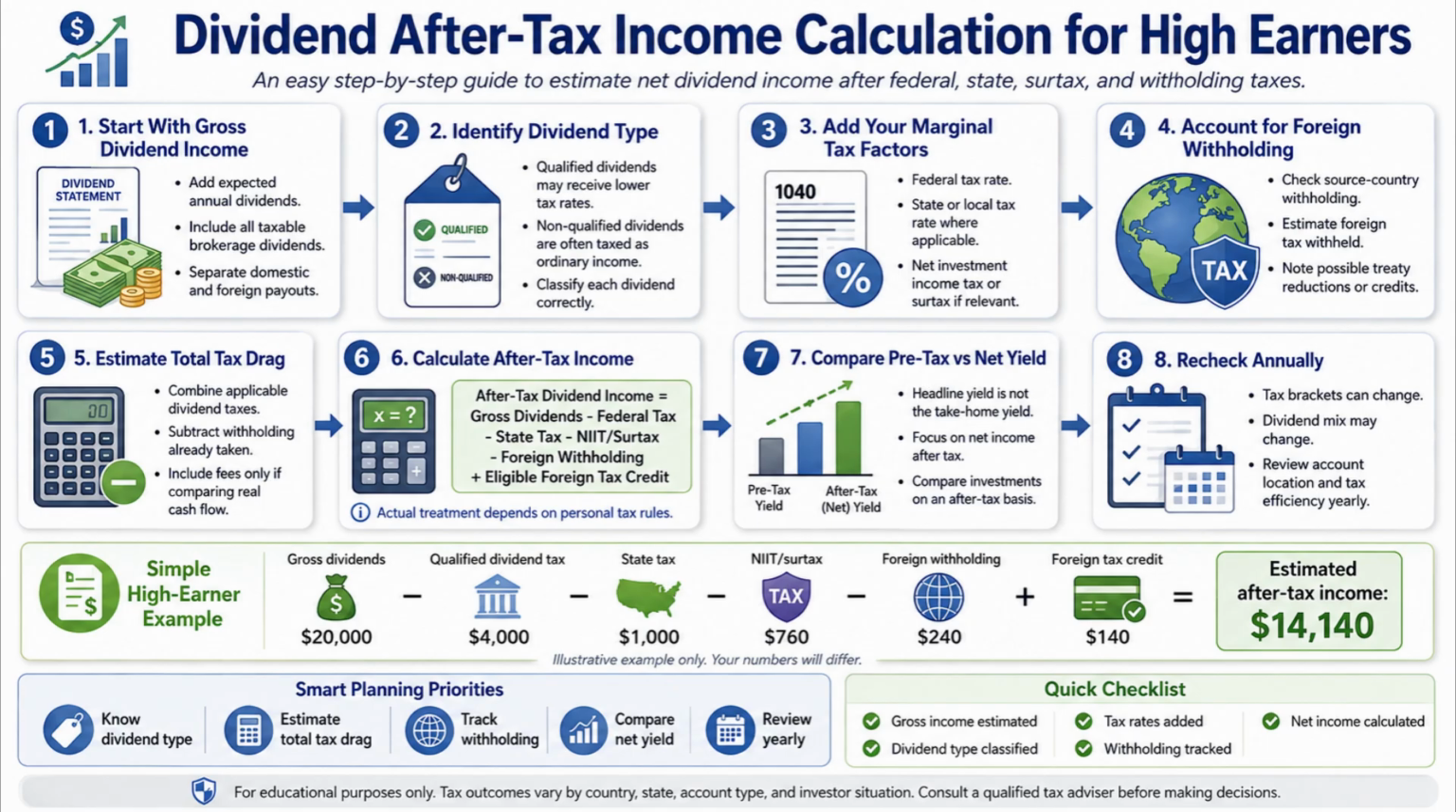Overall, the process is simple when broken into steps. Start with gross dividend income, classify the dividend type, add your marginal tax factors, account for foreign withholding, estimate total tax drag, calculate your net income, compare pre-tax and after-tax yield, and then review everything again each year. By doing this, high earners can make smarter decisions, avoid overestimating passive income, and focus on the real cash flow that supports long-term wealth building.